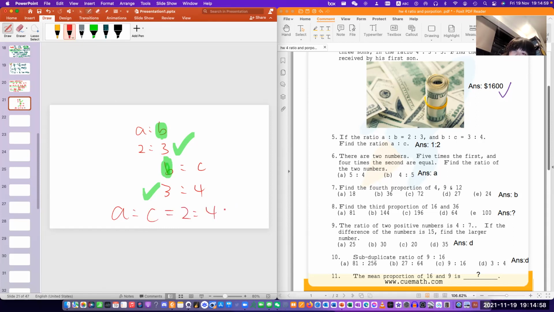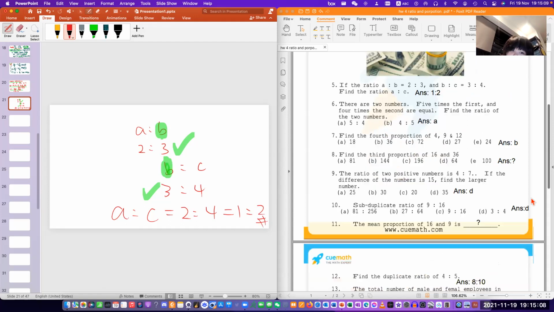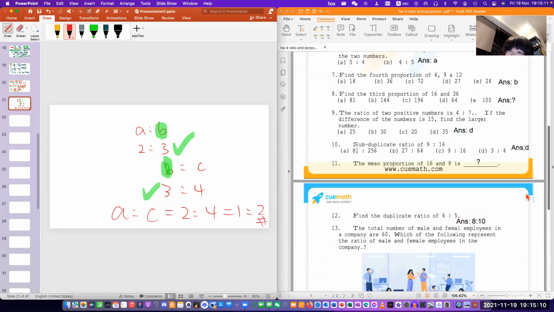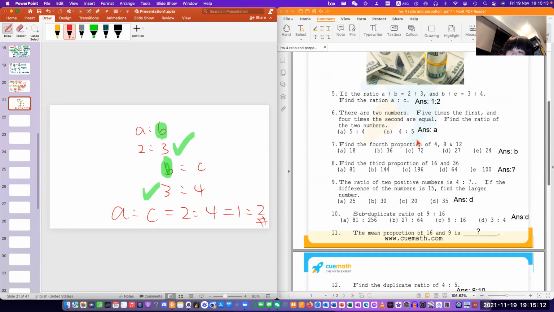And of course, you need to simplify it. The final answer has to be in the simplest form. So your answer is 1 to 2. Did you get the 1 to 2 from an answer booklet behind? Oh no. Okay, so 1 to 2, yes. 1 to 2 is the answer.